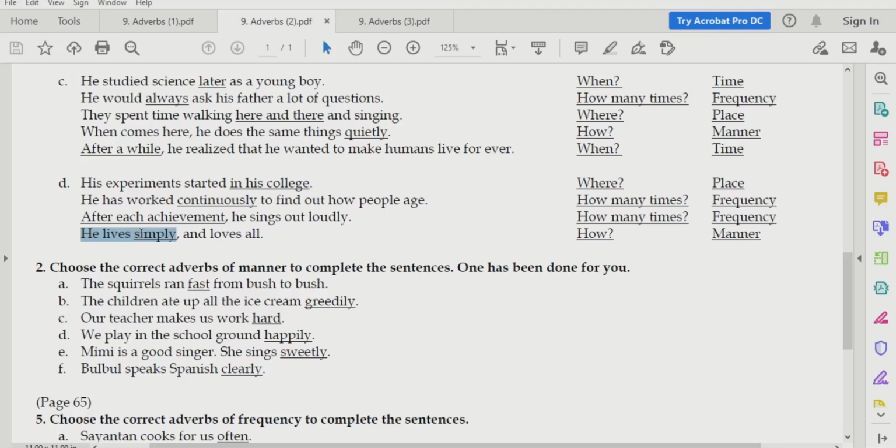He lives simply. Simply means in a simple way. So automatically we'll understand that the question should be कैसे? वो कैसे जीता था? How? And it is an adverb of manner. किस तरीके से?